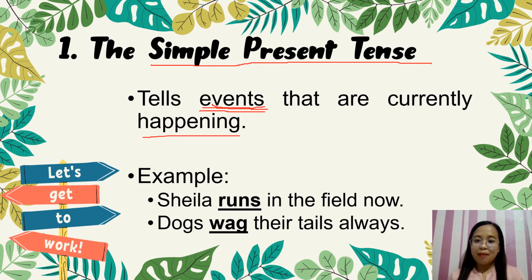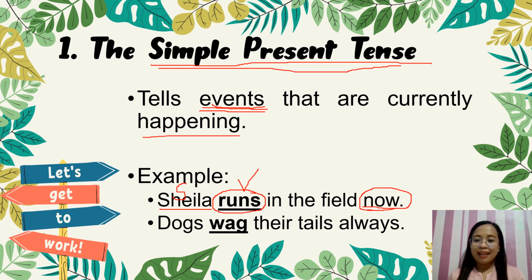Notice the example. What is the subject first? The subject is Sheila. How about the verb? The verb is the one with underline, runs. Notice the time expression, or expressions of time. You can see here the word now. When we say now, it means ngayon. So it is happening right now. So when you see the word now, immediately it is a simple present tense. You understand? Let's have one more example.